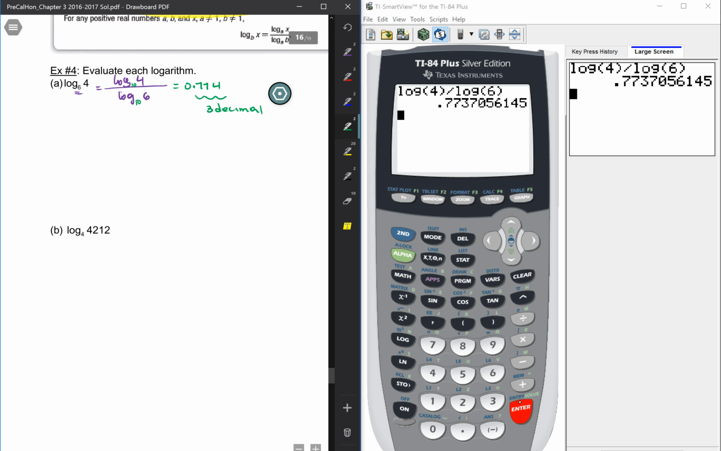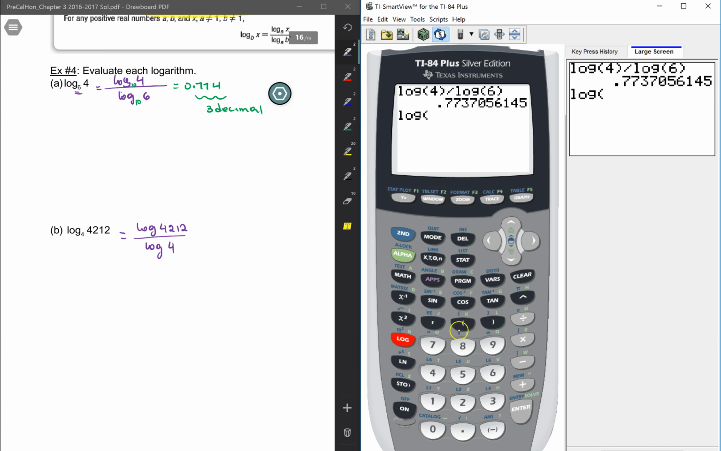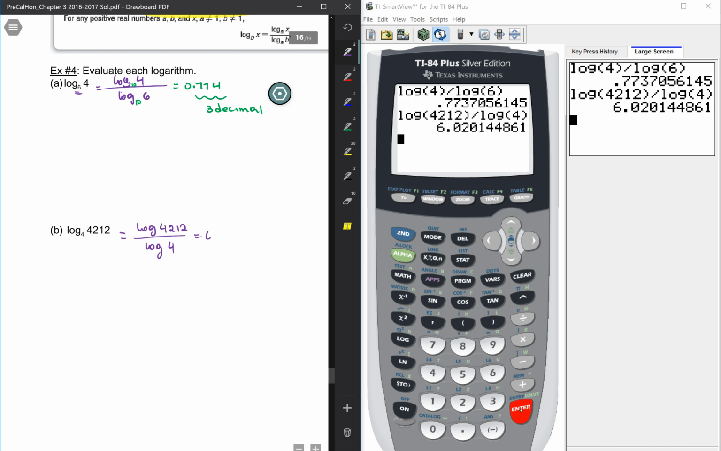Okay, well, let's do another one. Here I have log base 4 of 4,212. So this is going to be log of 4,212 over log of 4. Well, let's see. Log of 4,212 divided by log of 4. That gives me 6.020. Okay, and there you have it.